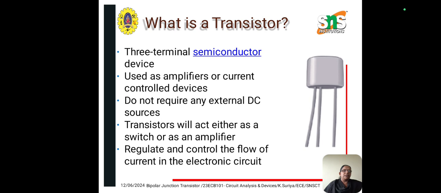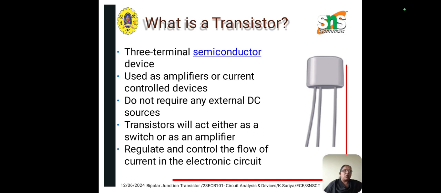So first we will see what is a transistor. A bipolar junction transistor is a three-terminal semiconductor device that consists of two PN junction diodes which are able to amplify or magnify a signal. It is a current controlled device. The three terminals of the BJT are base, collector and the emitter.